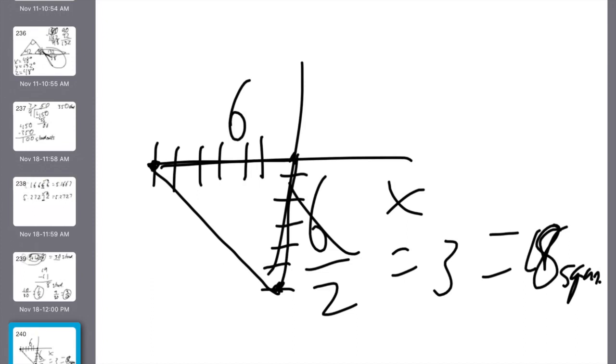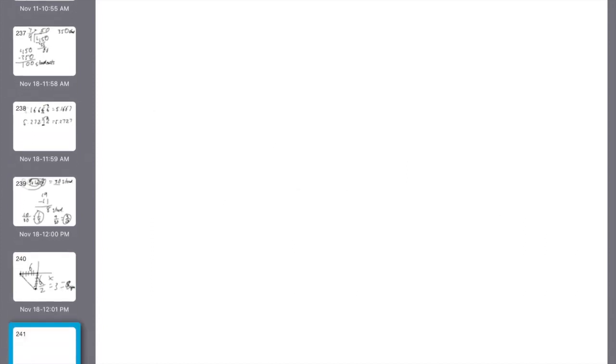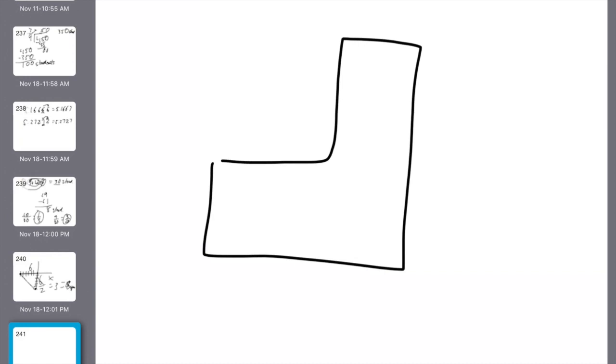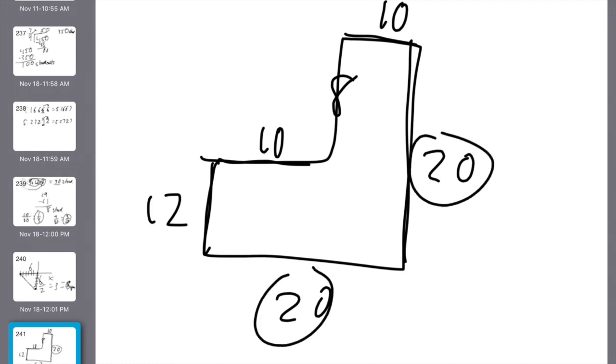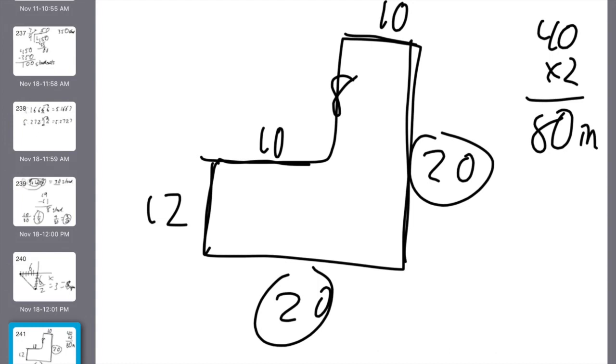Number 8. All the angles are right angles, see if you can figure it out. So we have an L shape. They gave you 12, they gave you 10. They gave you a 10 on the top, they gave you a 20 on the side. Horizontal, 10 plus 10 is 20. Vertical, 20 minus 12 is 8. They asked me the perimeter, guys. I didn't have to figure out those for perimeter. I could have done the shortcut, right? 20 plus 20 is 40 times 2 is 80. My perimeter is 80, and we're working with inches.